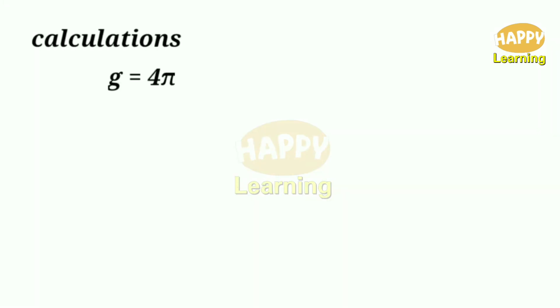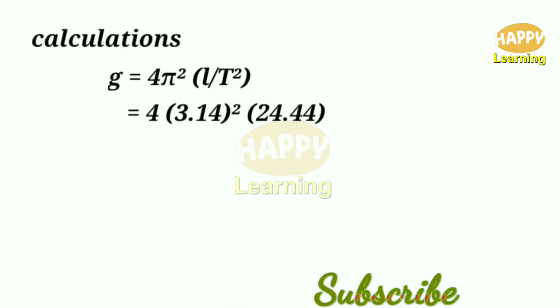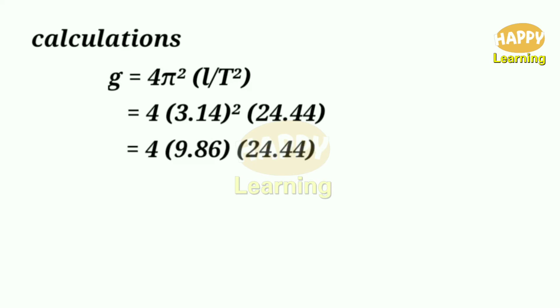Calculations. g is equal to 4 pi square L by T square. That is equal to 4 into 3.14 whole square into 24.44. That is equal to 4 into 9.86 into 24.44. That is equal to 963.9. That will be 964 centimeter per second square.